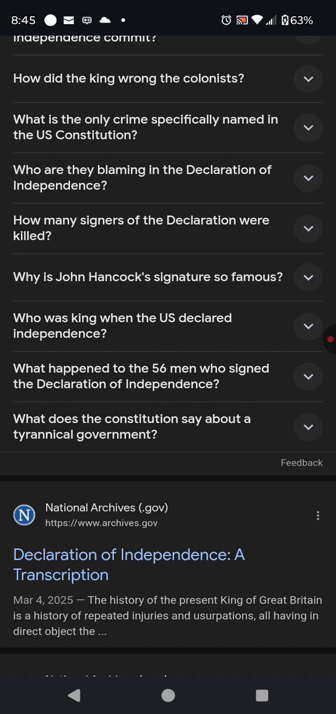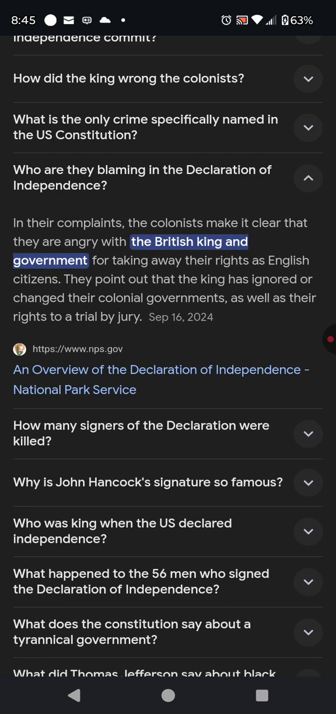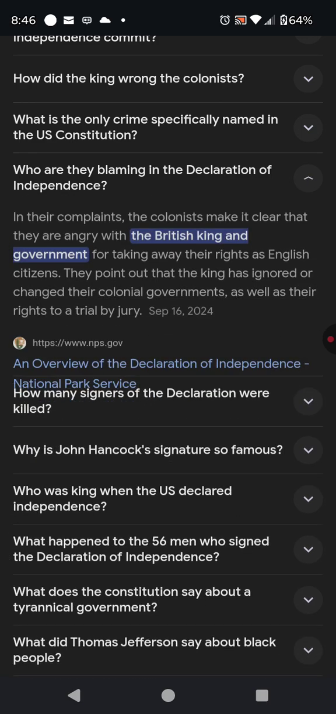Who are they blaming in the Declaration of Independence? Their complaints: the colonists made it clear that they are angry with the British king and government for taking away their rights as English citizens. They point out that the king has ignored or changed their colonial government as well as the right to a trial by jury. See, British rights here in the colonies at the time didn't apply to the colonials. So no laws. They could just get arrested for anything. Thus, the rule of law. This is what they came up with.